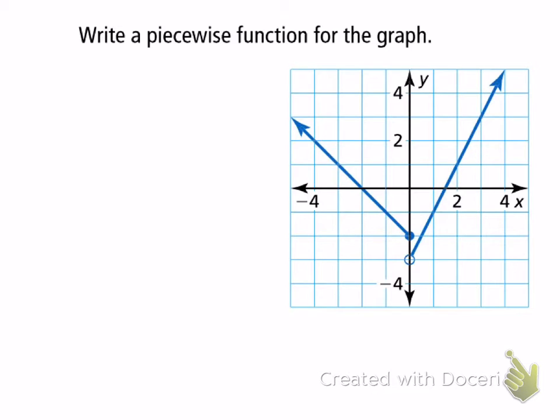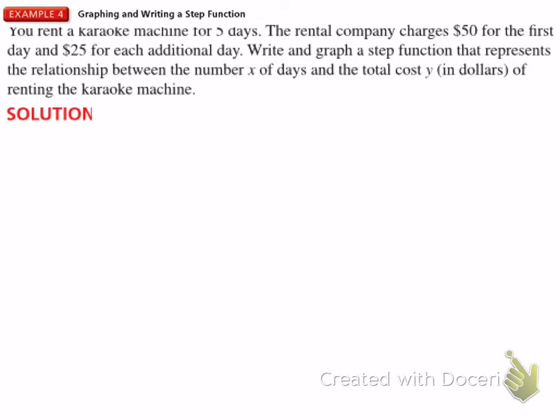This is another practice graph if you want to pause it and check your work. And now, the last type of example, number 4, is similar to what we did earlier today, where you're renting something for 5 days. The rental company charges $50 for the first day, $25 for each additional day. Write and graph the step function that represents the relationship between number of days, X, and the total cost, Y.